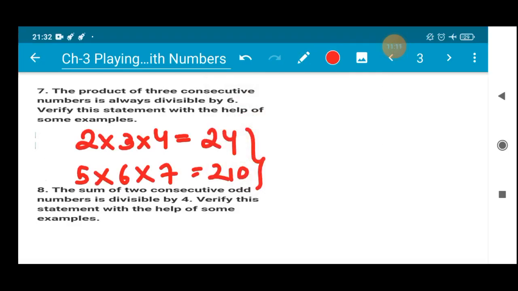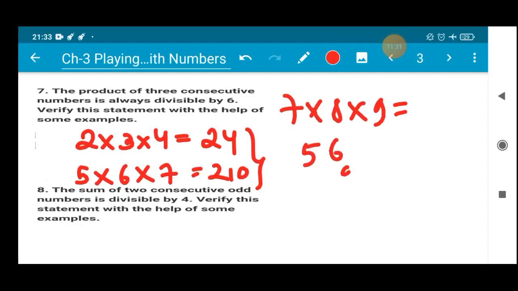The product of three consecutive numbers, like 2, 3, 4, should be divisible by 6. That we have to prove, and this was the simple statement. You can take another example in which the numbers are consecutive. Suppose you are taking 7, 8 and 9. So what is the product? 7 times 8 is 56, and 56 into 9: 9 sixes are 54, 9 fives are 45, 45 plus 5 is 50.